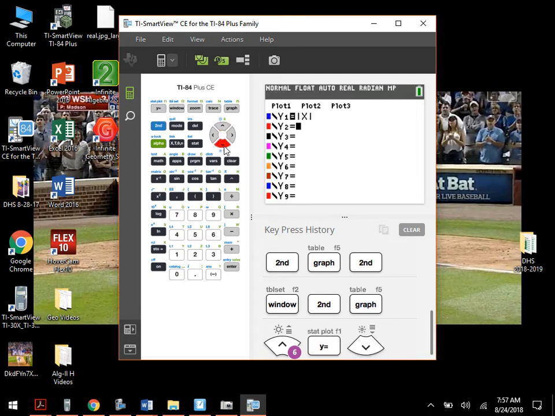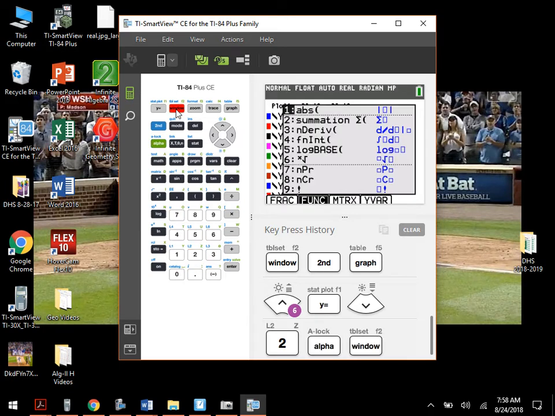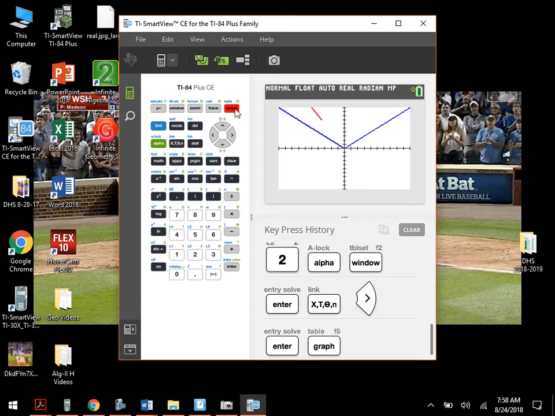Let's go down 1. We'll make another graph. Let's do 2, and then we'll do the alpha window, and then we're going to make another absolute value graph. Hit enter. And let's just put in X. Okay. Now hit graph. What changed?